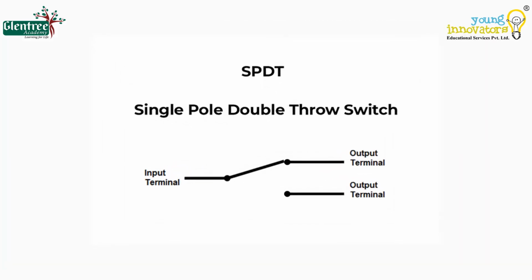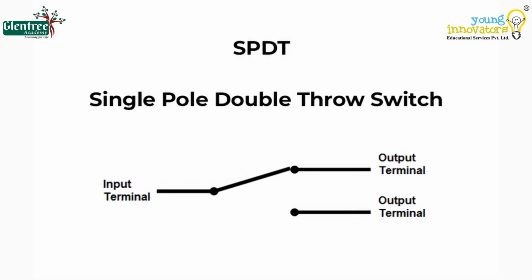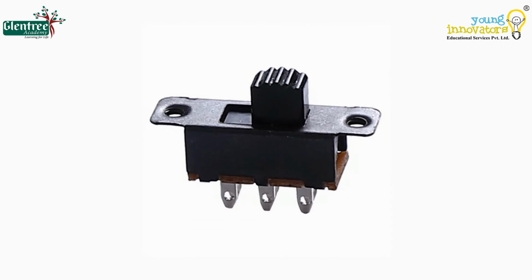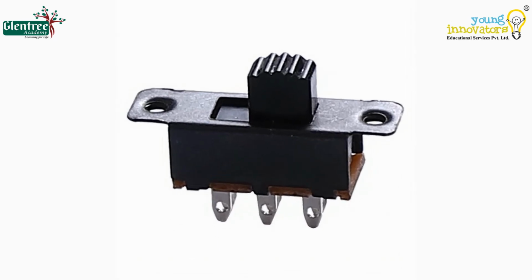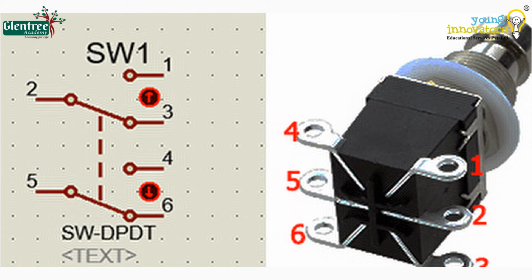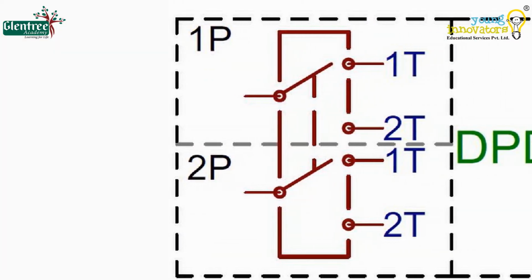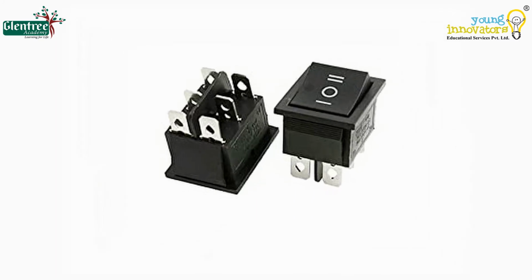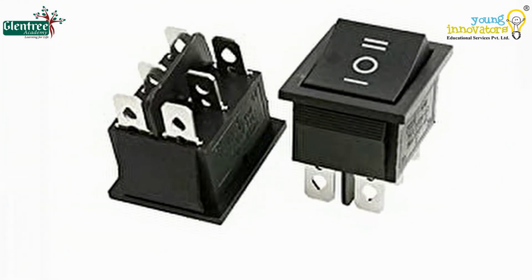Now looking at single pole double throw or SPDT switches, they have three terminals, of which one terminal is common. The slide switches that we use are a perfect example of this. Next, we have double pole double throw or DPDT switches. Two sets of SPST switches form a DPDT switch. Basically, two SPDT switches which can control two separate circuits are switched together by a single actuator. DPDT switches have 6 terminals.